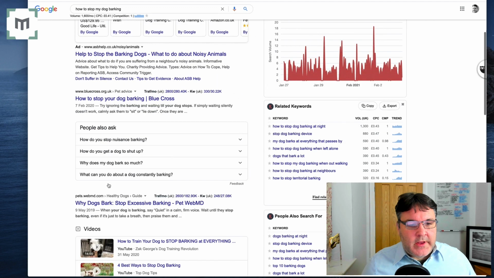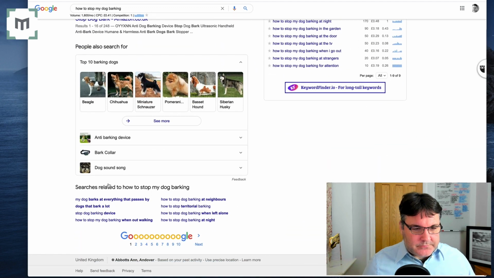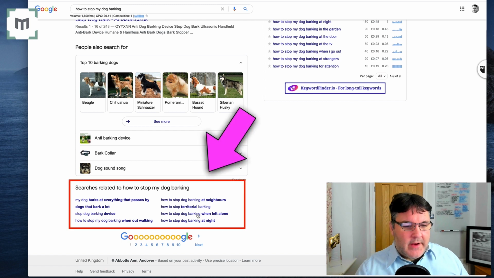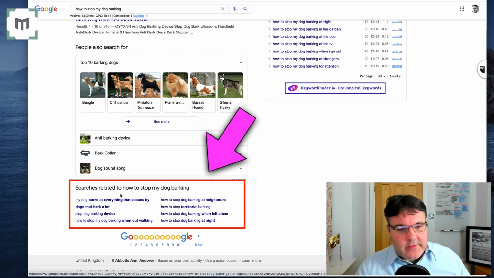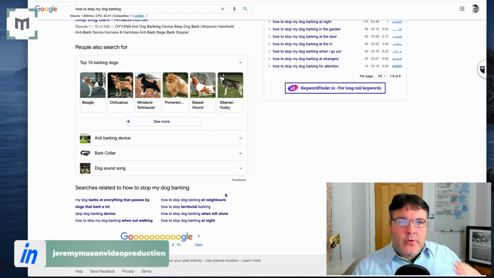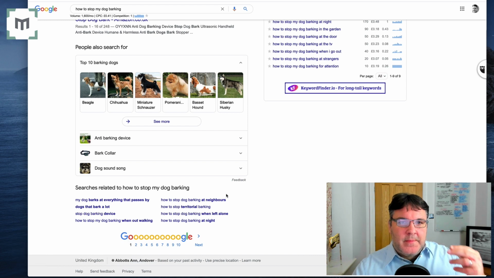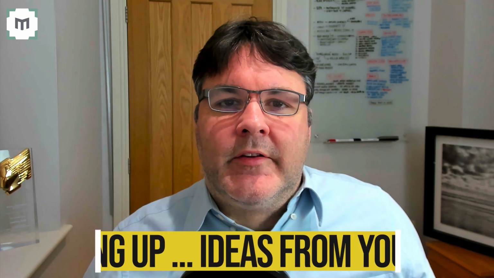And then if we scoot to the bottom of the page here, this is also an area that you need to look at. Searches related to that particular search term. Again, these could all be really good sources of ideas too. Without recourse to any fancy pants software, you've got 3 sources of topic ideas from Google on its own. So that's the first stage of my topic discovery process.